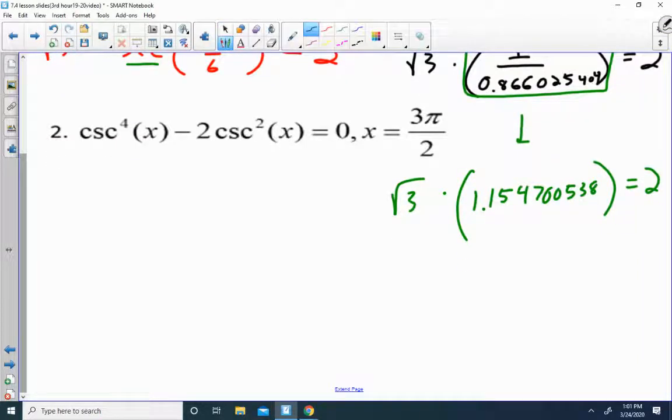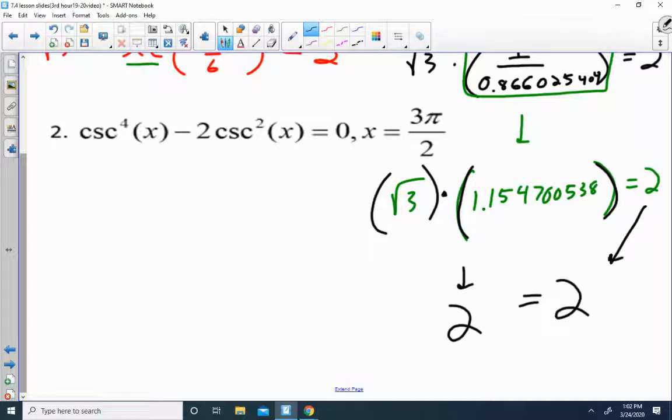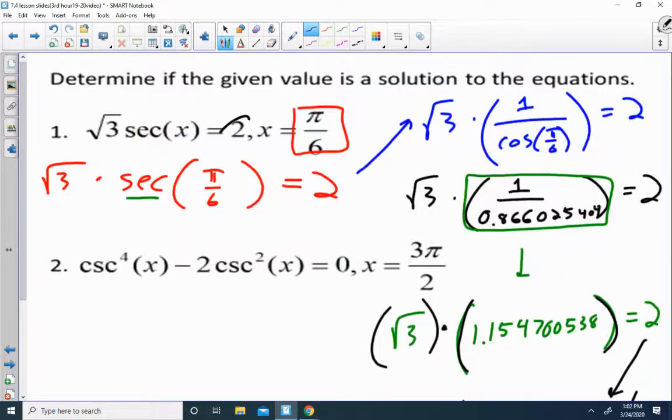And then last but not least, once you have this long decimal, you're going to multiply it by root 3. So take that number, multiply it by the square root of 3. And in your calculator, multiplying these will give you 2. And guess what? That's exactly what we've been trying to get. We got that it is 2, and that is what we wanted. So boom, you will say that this is a solution.